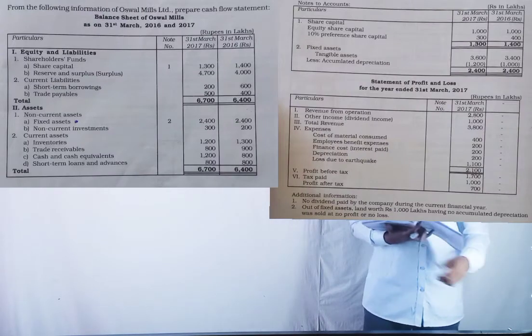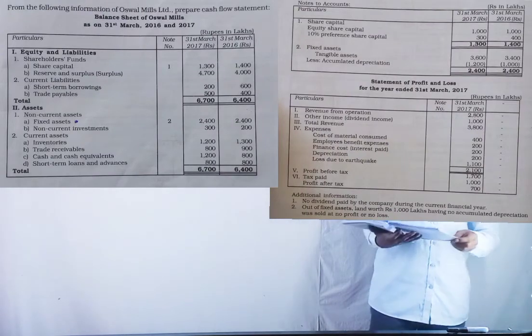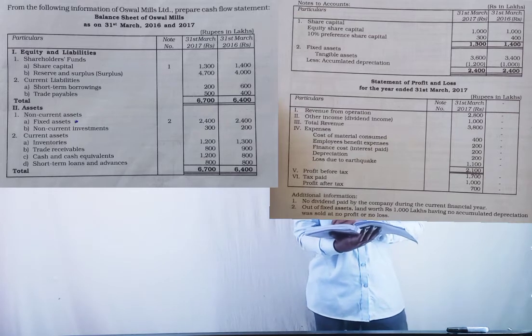Yes, the question looks lengthy. The question is on board. You can take down the question. Okay, let us read the question. From the following information of Oswald Mills Limited, prepare cash flow statement. We are going to prepare this through the indirect method. They have given the balance sheet and statement of profit and loss and two adjustments.